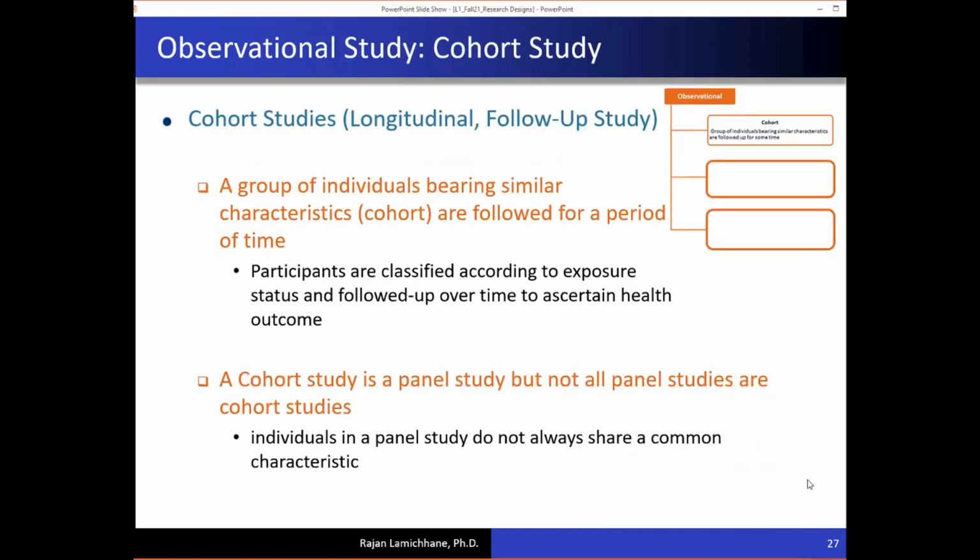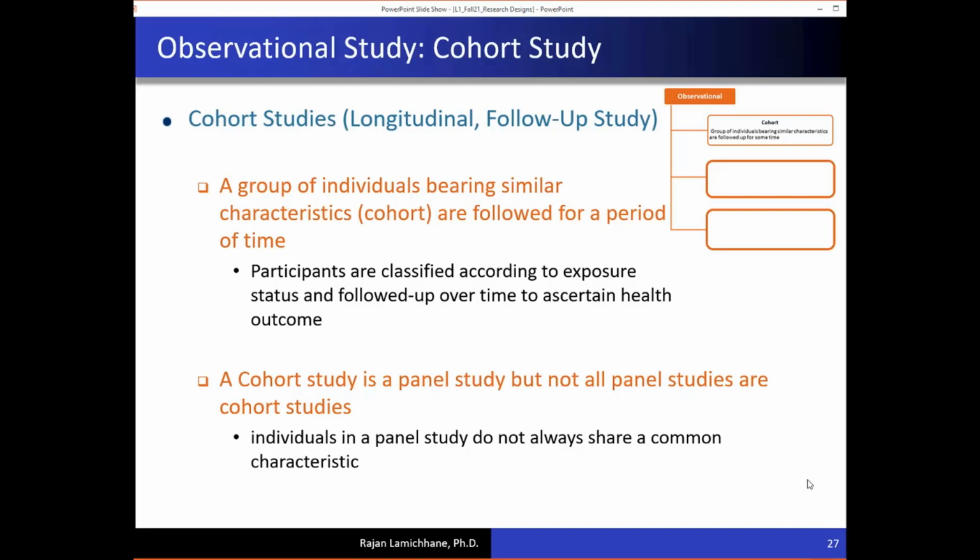There are three types of observational studies: cohort studies, case control studies, and crossover studies. The first type is called the cohort study, which is sometimes also called the longitudinal or follow-up study. In a cohort study, a group bearing similar characteristics is followed for a period, and the participants are classified according to the exposure status. One cohort is the cohort of exposure, another cohort is the cohort of non-exposure. So we always have two cohorts, and we want to compare those two cohorts.